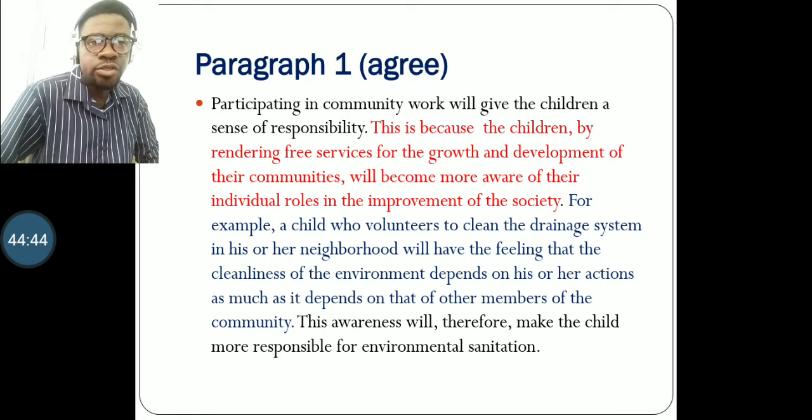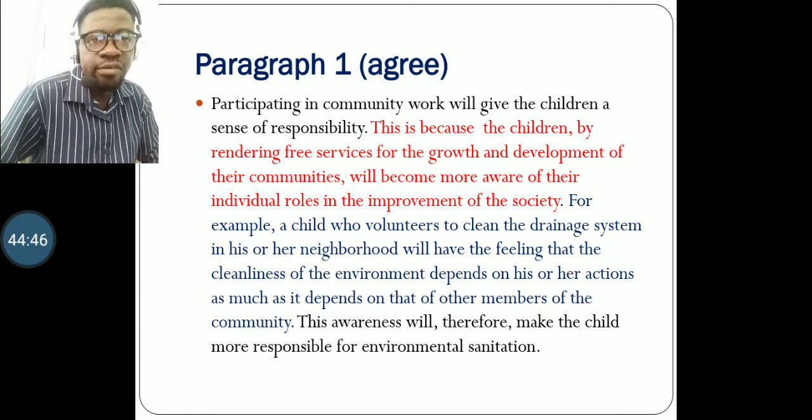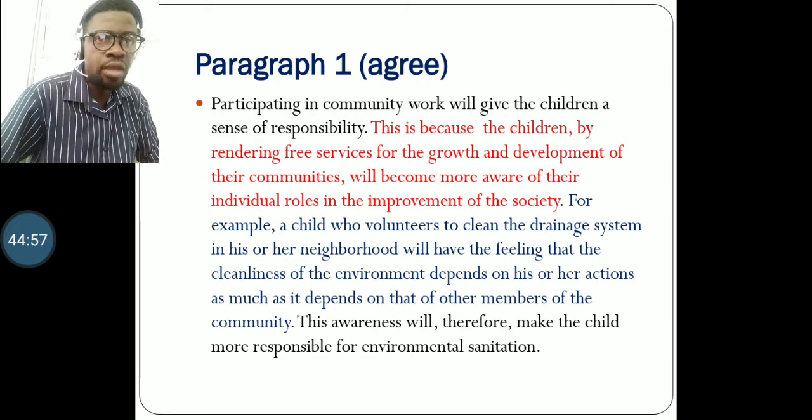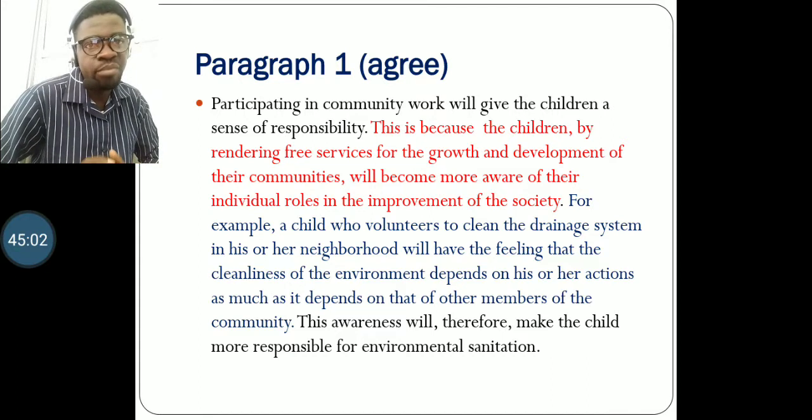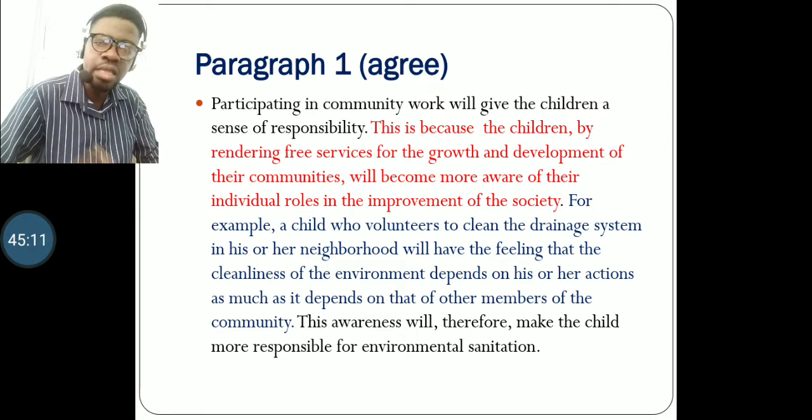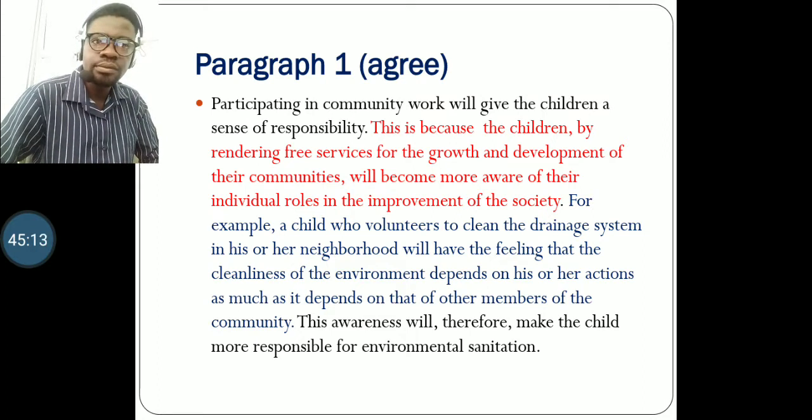This is because the children, by rendering free services to the growth and the development of their communities, will become more aware of their individual roles in the improvement of the society. All right, I am giving a reason now to support the point I've made, which is in my first sentence. Now I will give examples, relevant examples. I have just one example here.